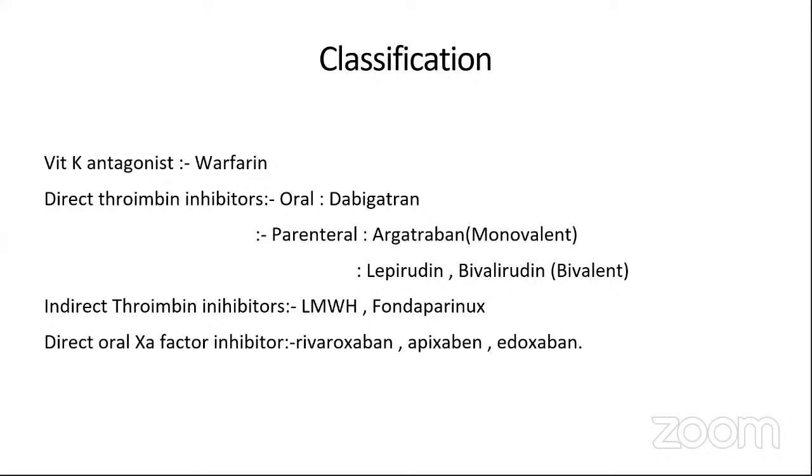Dabigatran, just now in COVID, is used as 110 OD. Okay. The parenteral direct thrombin inhibitors are argatroban, lepirudin, and bivalirudin. Indirect thrombin inhibitors are low molecular weight heparin, fondaparinux, and direct oral 10A factor inhibitors. The oral novel anticoagulants are rivaroxaban, apixaban, and edoxaban.